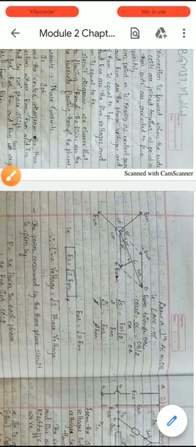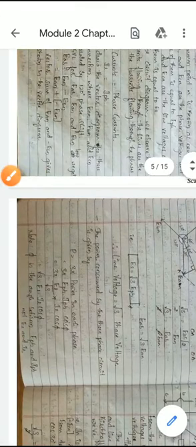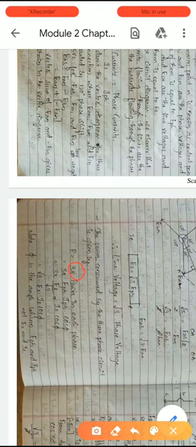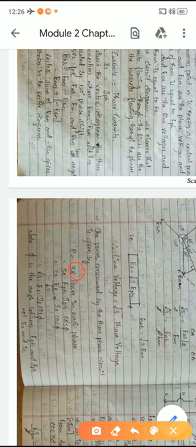Now we will calculate the power consumed. Power consumed is nothing but what? 3 into the power in each phase, because there are 3 phases. Right? So 3 into EPH into IPH cos phi, where EPH is equal to EL by root 3, and IPH is IL, cos phi. Right? So 3 can be written as root 3 into root 3, one root 3 cancels with one root 3. So I will get root 3 EL IL cos phi.